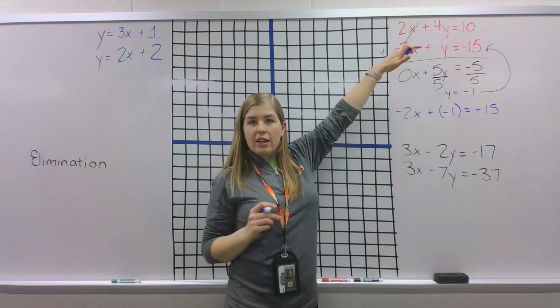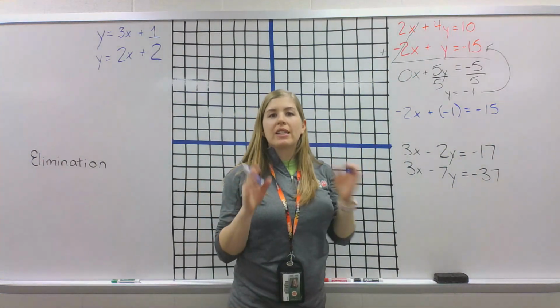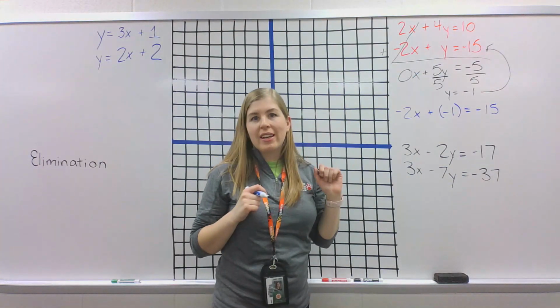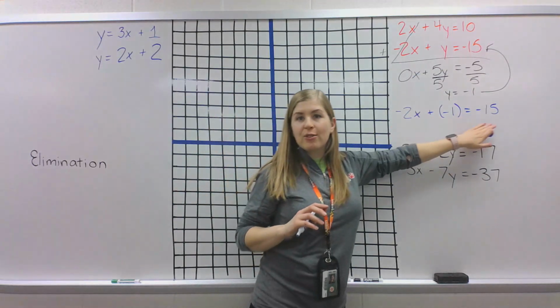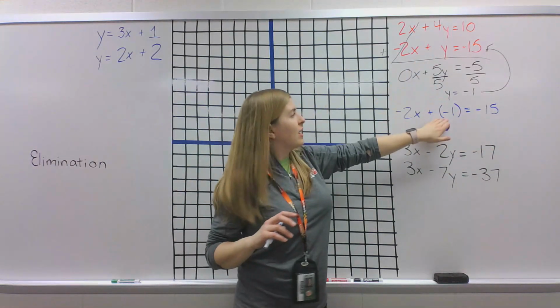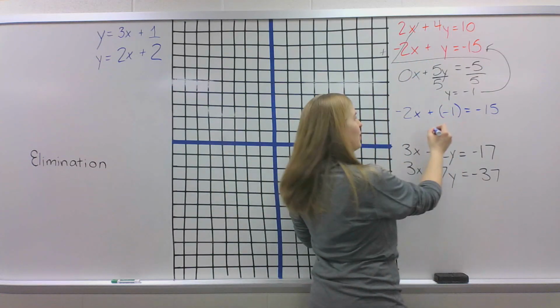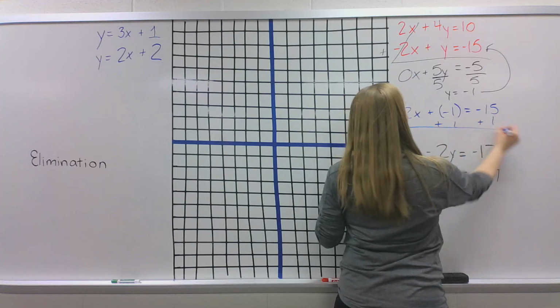I chose to plug in y into the second equation. You could have done the first. Either way, it's going to work out because our ordered pair, our solution, will be true for both equations. So we have negative 2x plus negative 1 equals negative 15. So I plugged it in. This is minus 1. I'm going to add 1 to both sides.